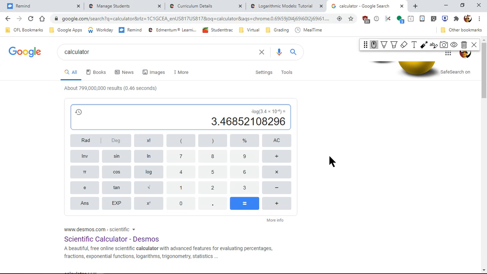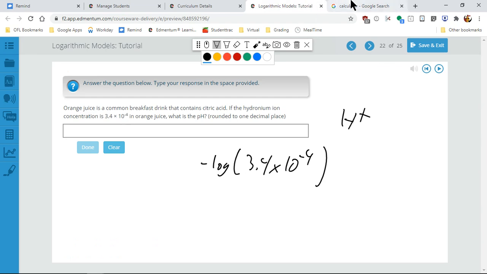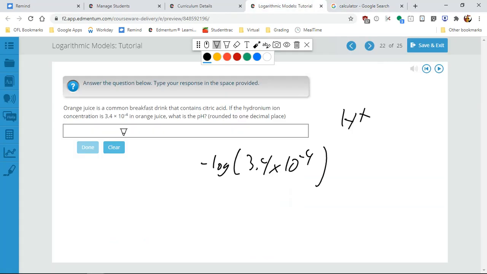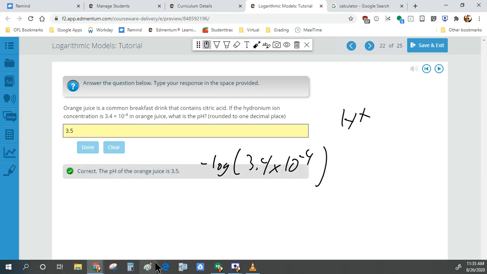So I'm getting a pH of about 3.46, so 3.47, and it's not even multiple choice. Round to the nearest 1 decimal spot. So 3.5 is what I'm getting. 3.5. Let's see how picky it is. Nope, it's not picky at all.